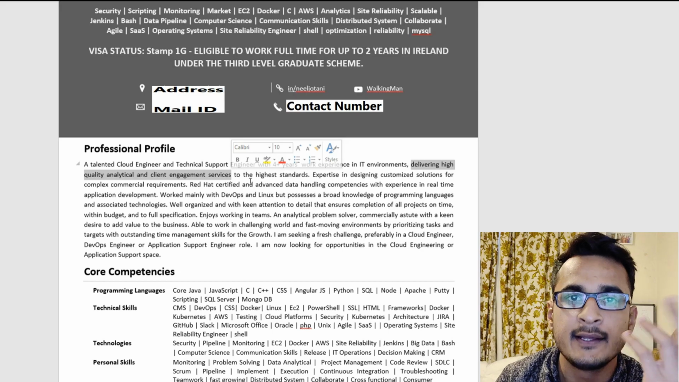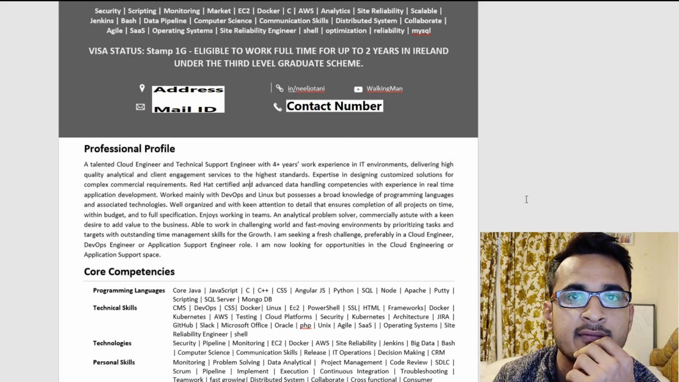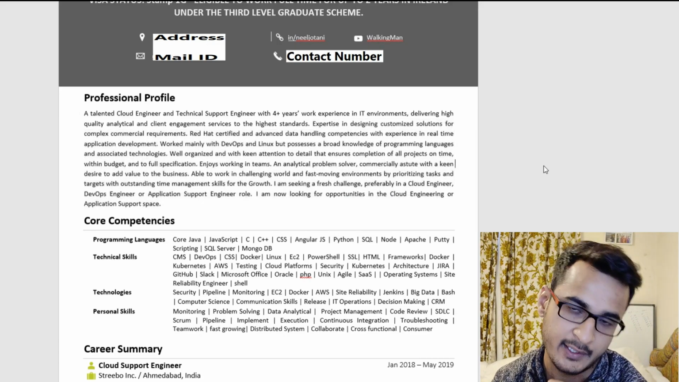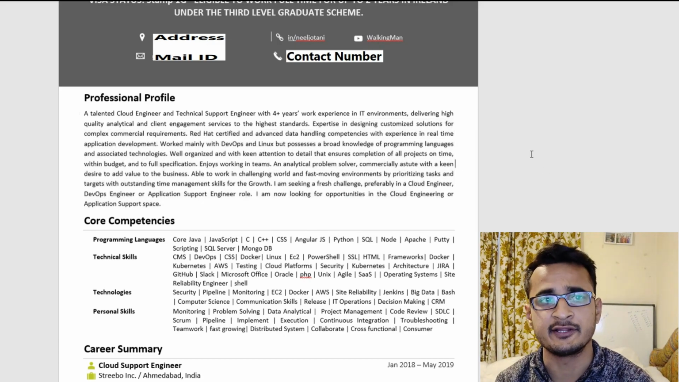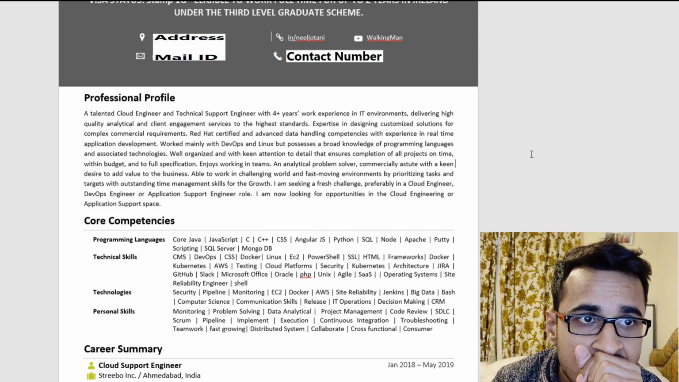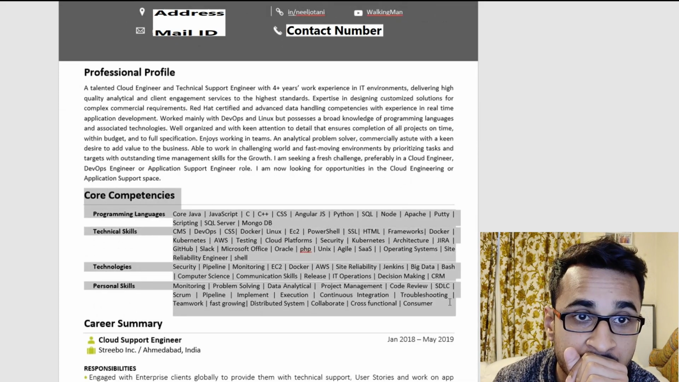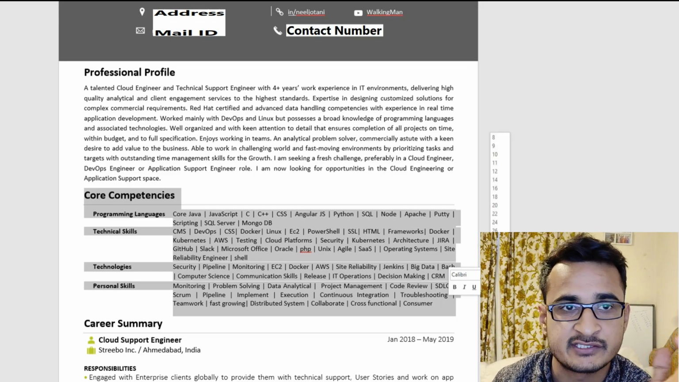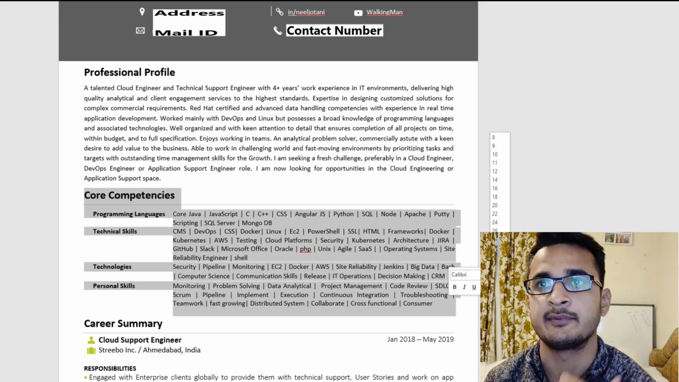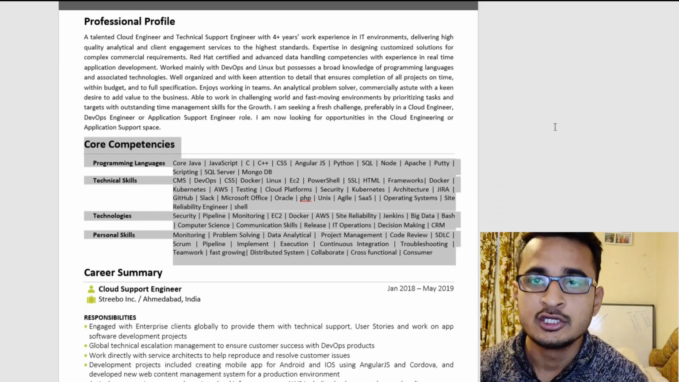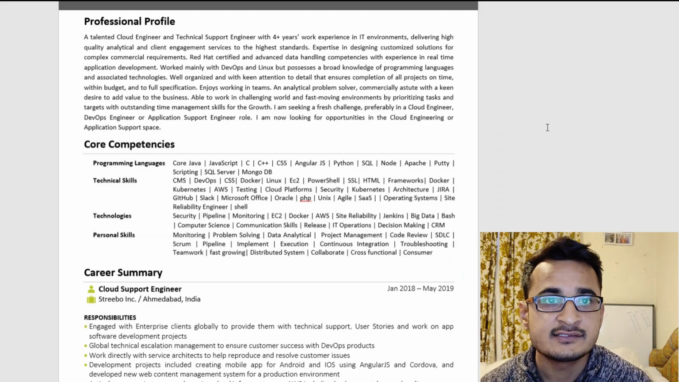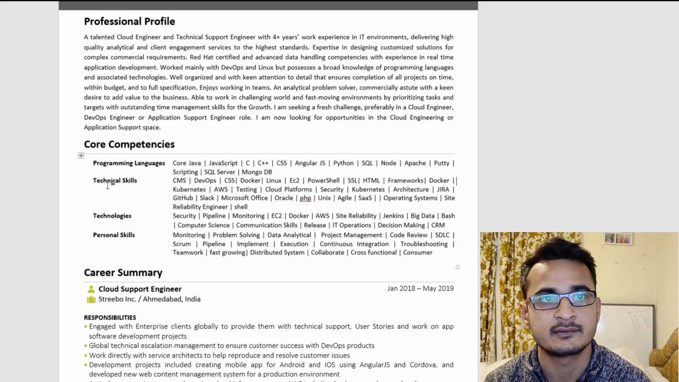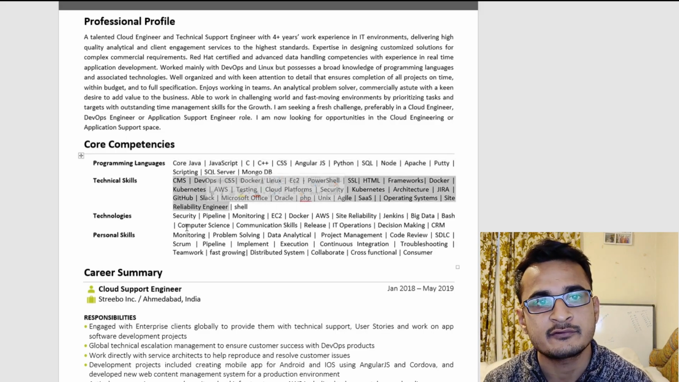So you do that, and then you can read this part that defines how I am, how I like to work, and which kind of work I did. These are the different technologies that you can mention as per your knowledge or as per the job description. Then programming languages, I know about this and that, and some technical skills and technologies and personal skills.